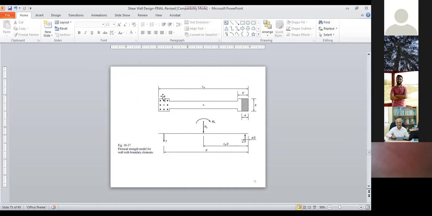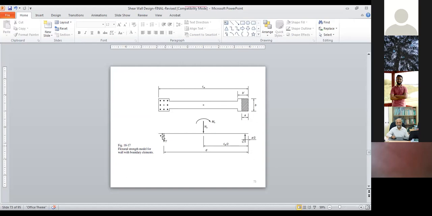Here we assume this is your tension T, coming from the boundary zone tension reinforcement. And this is C, the compression coming from the concrete. We neglect the compression reinforcement at the compression zone. This is the location of the compression, at a/2. The depth of the compression block is a, the Whitney stress block, and C will act at a/2.